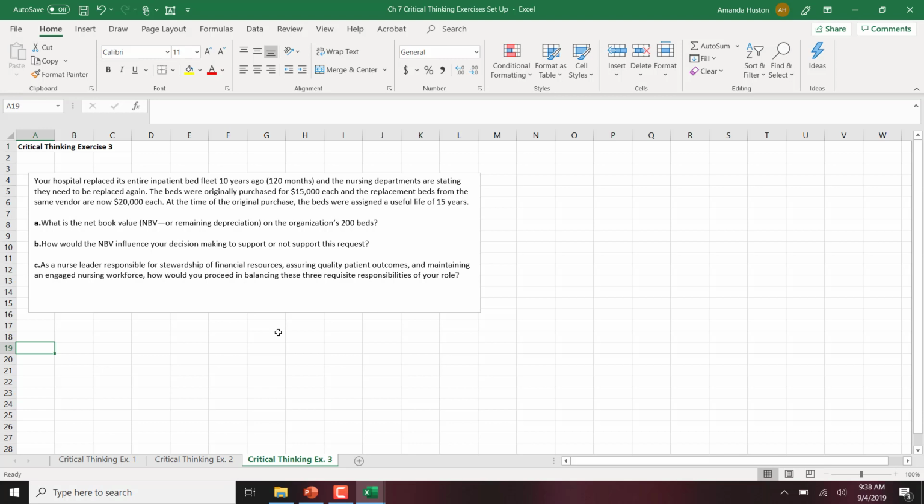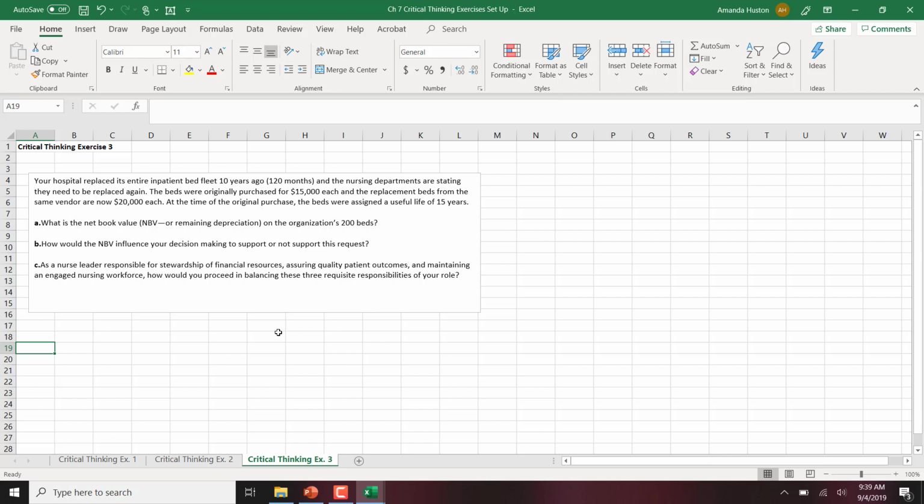So what is the net book value or remaining depreciation on the organization's 200 beds? How would net book value influence your decision making to support or not support this request? And as a nurse leader responsible for stewardship of financial resources, assuring patient quality outcomes, and maintaining an engaged workforce, how would you proceed in balancing these three requisite responsibilities of your role?